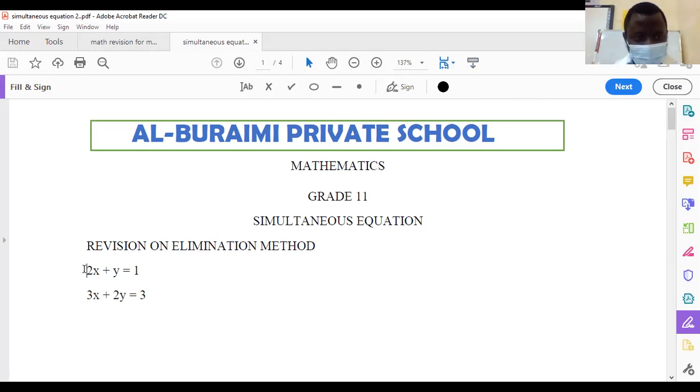So we have 2x plus y is equal to 1, and 3x plus 2y is equal to 3. We want to find x and y. What we do is that we are going to use the elimination method. Elimination means that we are going to remove one of them, maybe the x or the y. That is the meaning of elimination, and that's what we shall do now.